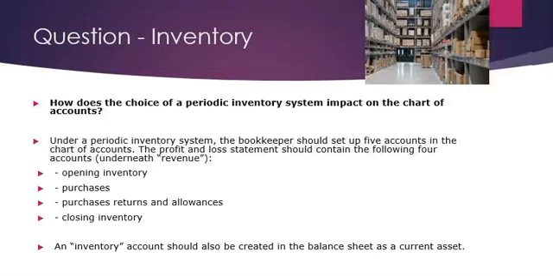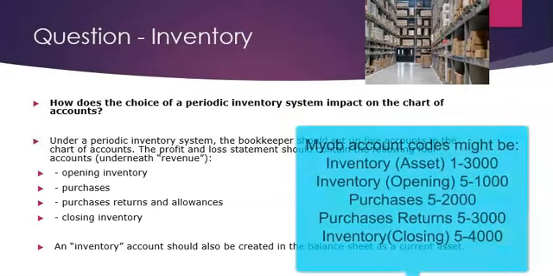So we have our periodic inventory system. What does the chart of accounts look like? We have 5 accounts that we need to have. We have opening inventory, purchases, an account called purchases, returns and allowances, and closing inventory. Now they're all in the profit and loss. We'll also have an account called inventory in the balance sheet, and we'll show an example of this in a minute.